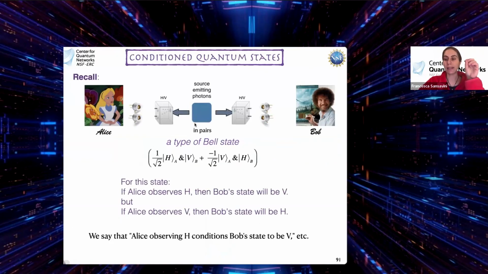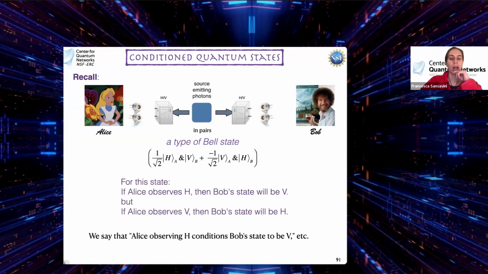When we have this kind of Bell state, I will recall this part because it will be important for the following part. If Alice observes H, then Bob's state will be V. If Alice observes V, then Bob's state will be H. And we'll say that Alice observing H conditions Bob's state to be V, and vice versa. Alice observing V will condition Bob's state to be H.